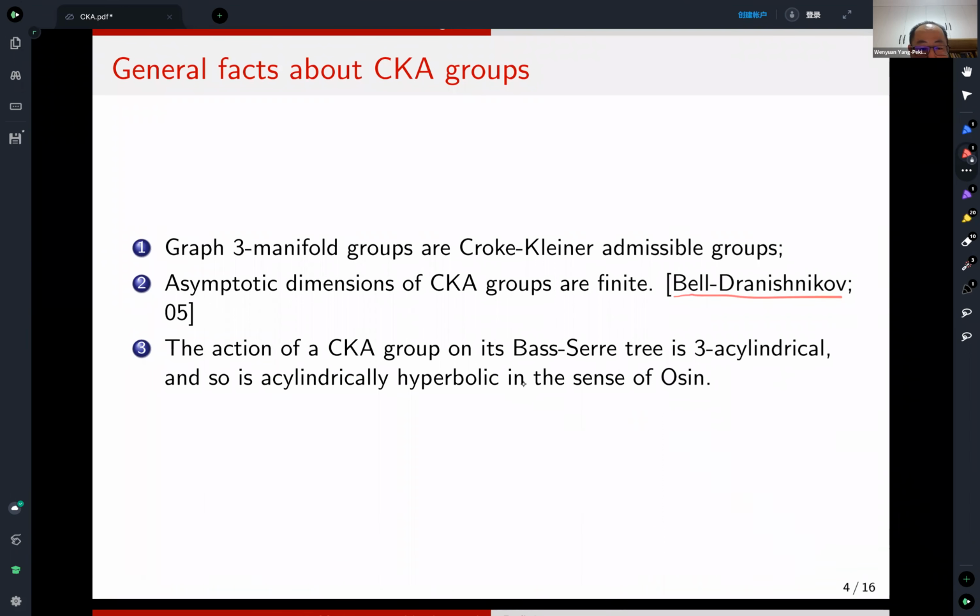Another interesting result about the CK groups is the following. The action of a CK group on the Bass-Serre tree is 3-acylindrical. This means if you consider a segment of 3 edges, then the stabilizer of these 3 edges will be trivial. So this shows the group is acylindrically hyperbolic in the sense of Osin.